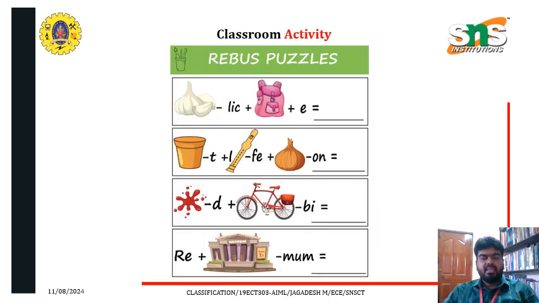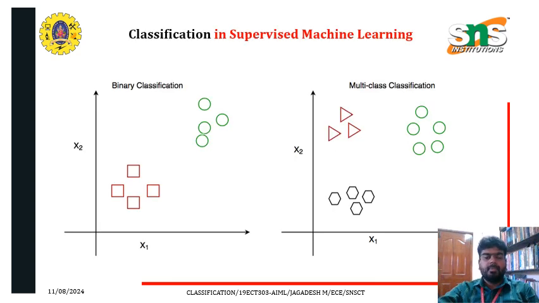So let us take a puzzle. It's a classroom activity. Look at the image and find the appropriate answer for each question. We have four questions with a combination of images and some missing letters. You find the answer from this image. This is a graphical representation of the difference between binary classification and multi-class classification.